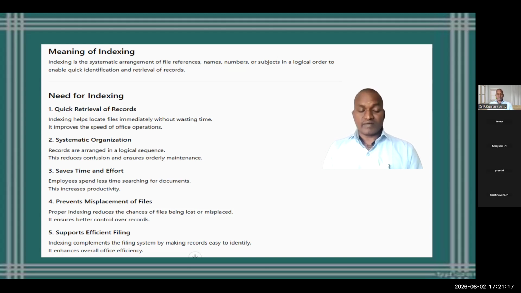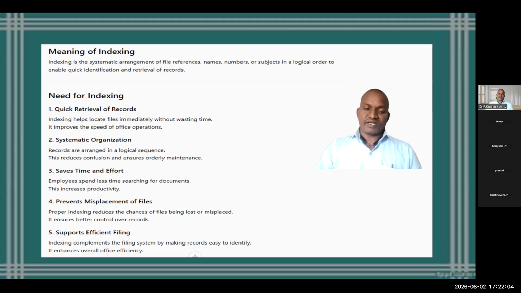Need for indexing: quick retrieval of records, easy to find. Ramesh R2 means simply R alphabetical files are located or arranged in a separate place. A alphabetical files are located in the next rack. B alphabetical records are arranged in the third rack. So it is easy to identify. R2 is Ramesh, R3 is Ritesh, R4 is Raju. That way R3 can be easily identified. R1 is easily identified because we are assigning alphabetically and labeling on the file.